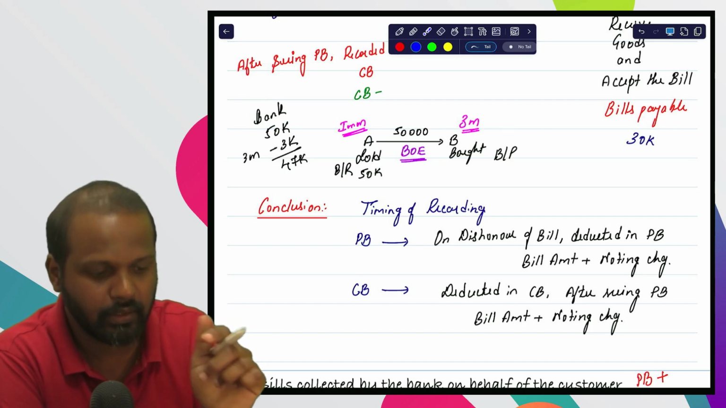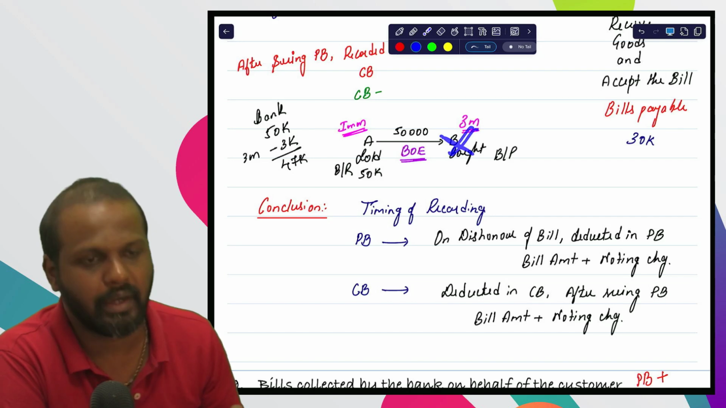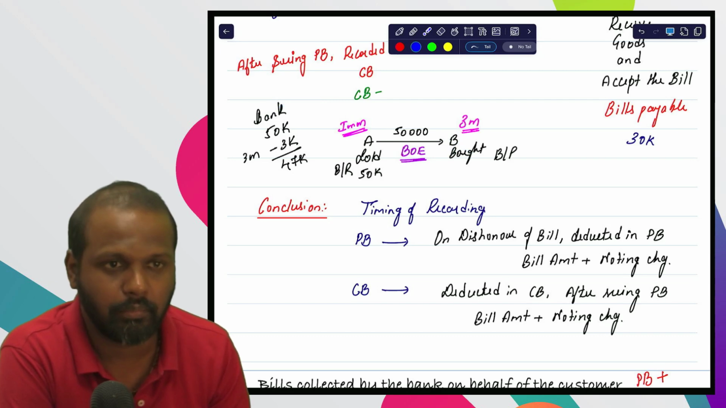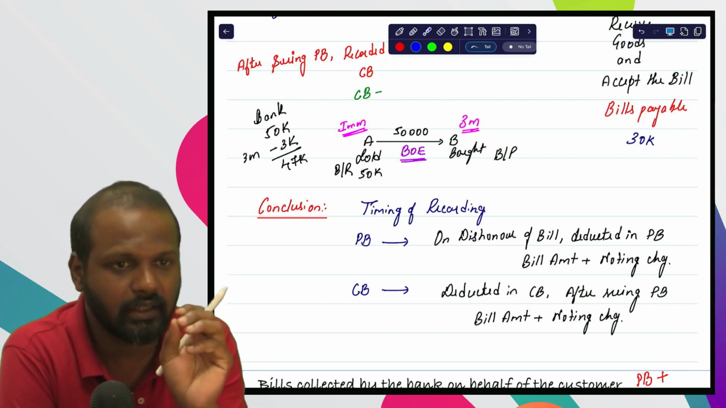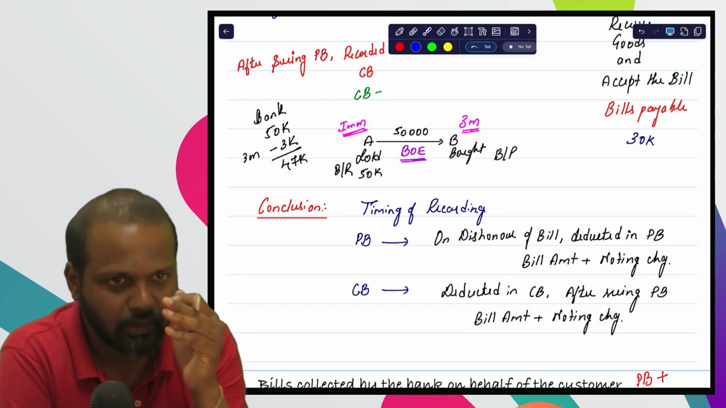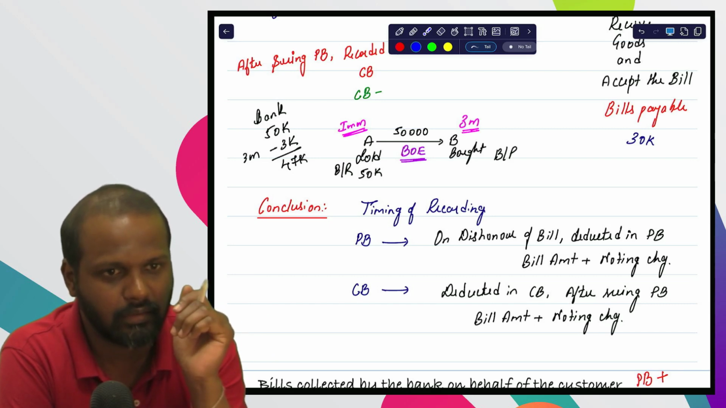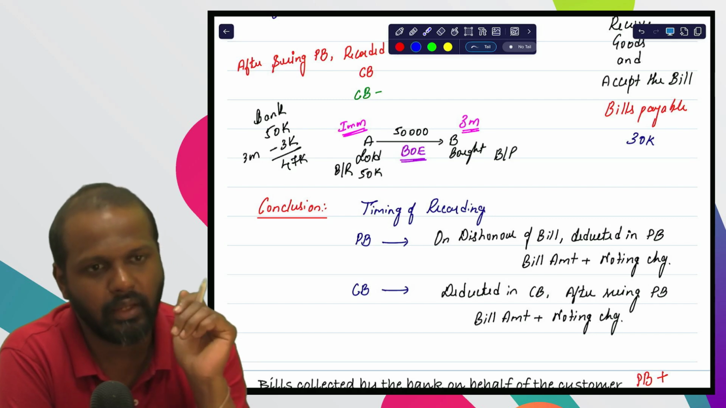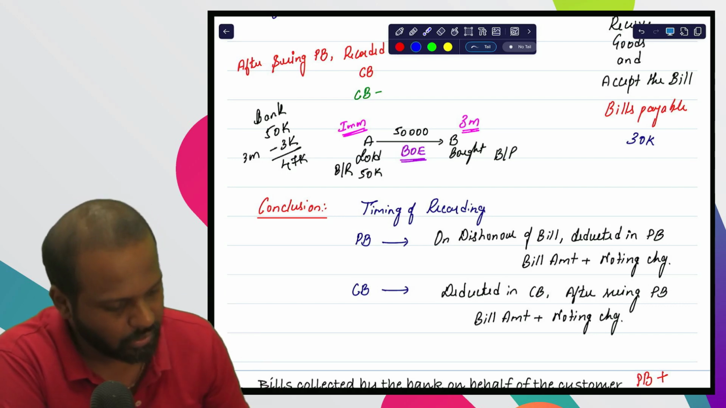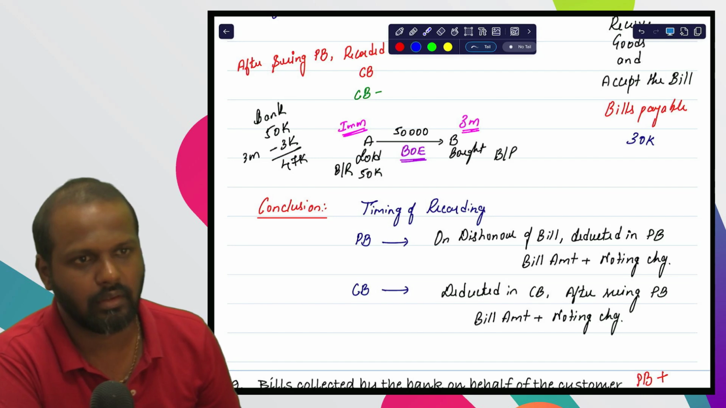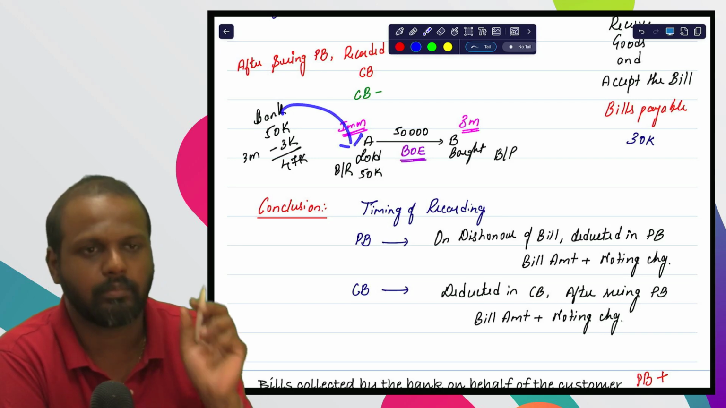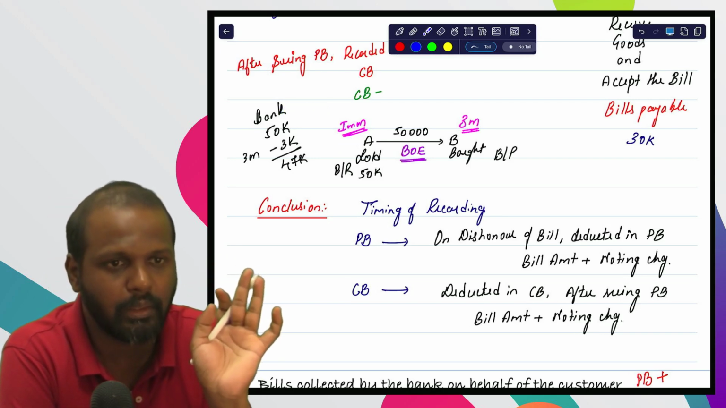The bank will tell A that because B is not making the payment, you make the payment of 50,000 to me. Because A came to the bank saying, sir, after 3 months 100% you will get 50,000, please give the money to me immediately. The bank believed A and gave A 47,000, with discount charges of 3,000. The bank doesn't know the financial condition of B, but still gave the money to A, believing that B will make the payment after 3 months.